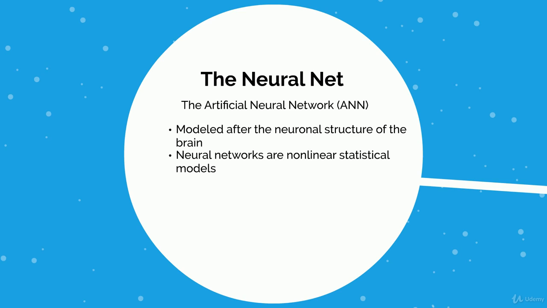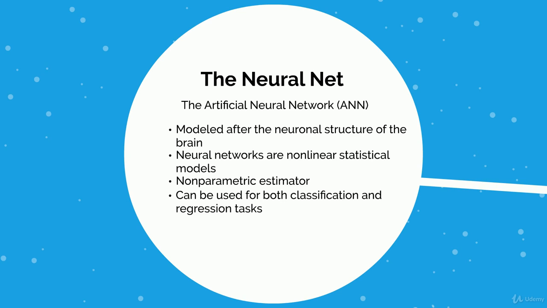So in simple cases, it can actually be used as a linear binary classifier as well. But typically, it's nonlinear, and we'll explore why that is in one of the later videos. It's also a non-parametric estimator. So we are not going to assume underlying functions when we're designing these models, such as a linear model or a nonlinear model, we are going to let the neural network do that itself. And finally, it can be used for both classification and regression tasks. So neural networks are very broad and they can be applied to a lot of things.